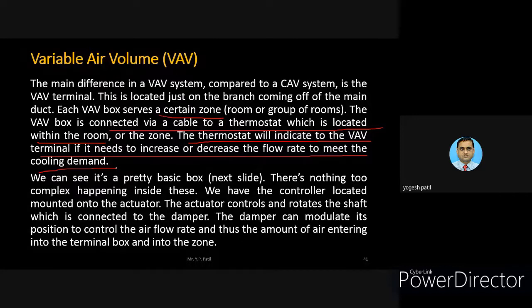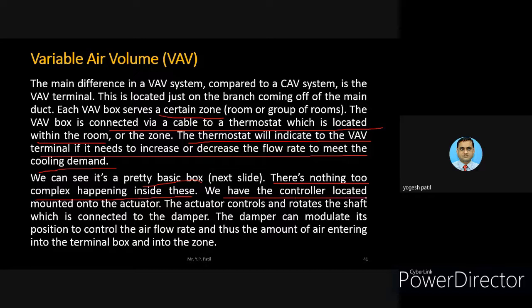So based on increasing or decreasing the air volume rate, the cooling demand can be adjusted inside the room, and that can be detected by the thermostat that is located in the room or zone. We can see it's a pretty basic box that I already showed you. There is nothing too complex happening inside this.